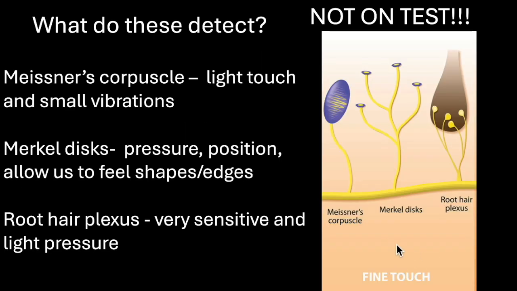Then if we look at our fine touch receptors, we have Meissner's corpuscles. That's okay. Light touch, small vibration. It's here on the left. We have Merkel discs, which sense pressure, position, and allow us to feel fine edges and shapes. And then we have root hair plexus, which is super sensitive to incredibly light pressures.